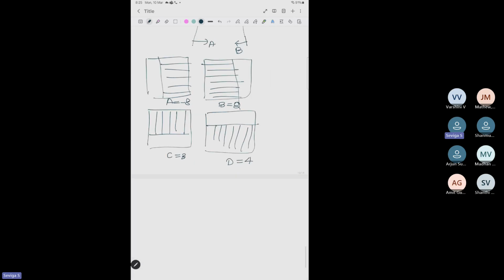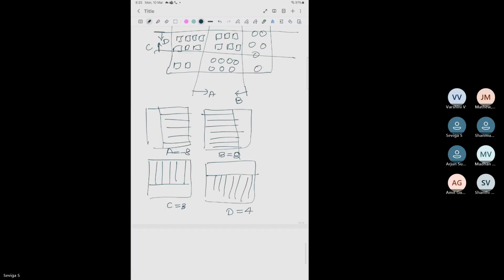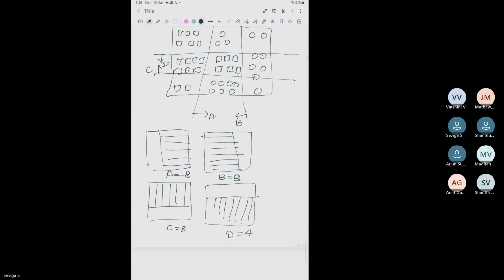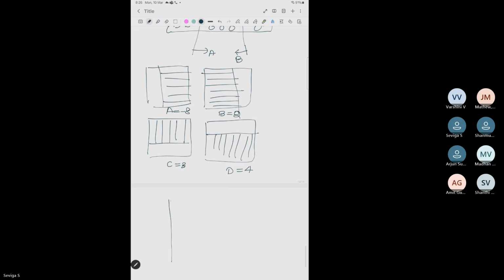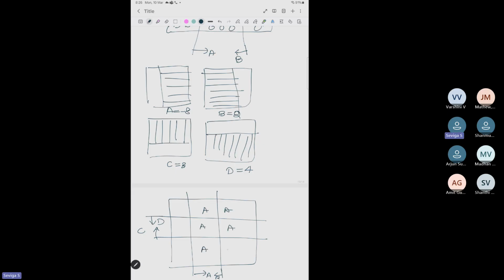Now we can combine all these. This is A, this is B, this is C, this is D. This is all A positive, so I'm writing A. This is B positive, so in this region I'm writing all B. This is C positive, so in this region I'm writing all C. This is D positive, so I'm writing D in all these regions.